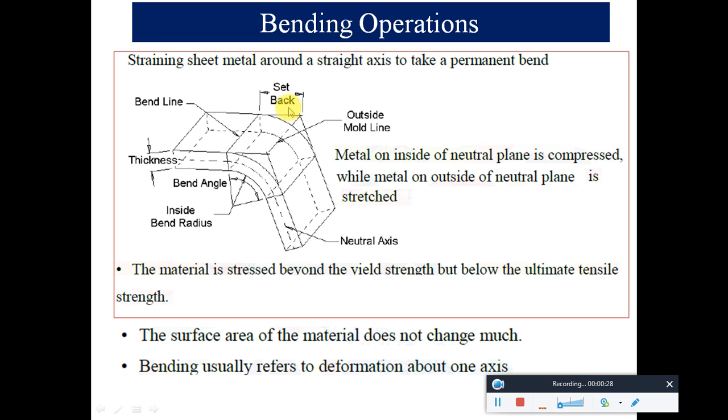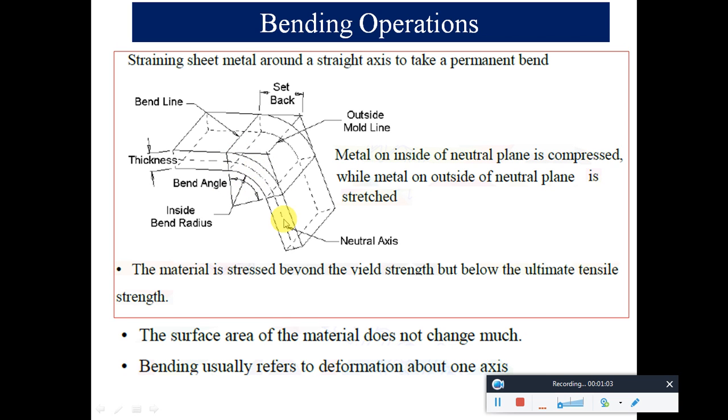And here it is a setback, and the center line of the sheet metal along the thickness is the neutral axis. So bending is straining sheet metal around a straight axis to take a permanent bend. The metal on the inside of the neutral plane is compressed, while the metal on the outside of the neutral plane is stretched. That is, in this area it is compressed, whereas in this area it is stretched.